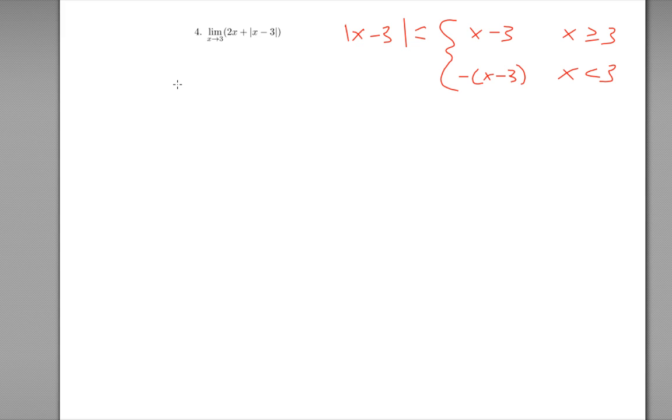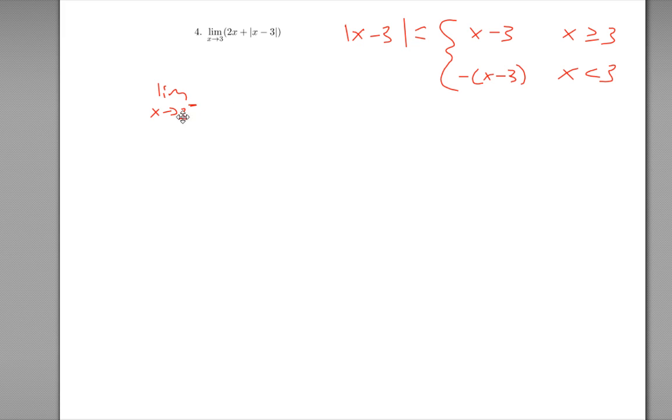So we have to be very careful here and take the limit as x goes to 3 from the left and the limit as x goes to 3 from the right and see what actually ends up happening. So let's go ahead and do that. Let's first take the limit as x goes to 3 from the left. So we're interested in numbers like 2.0, 2.5, 2.7. So we're letting x get closer and closer to 3 from the left.